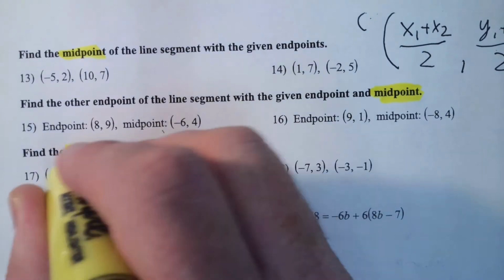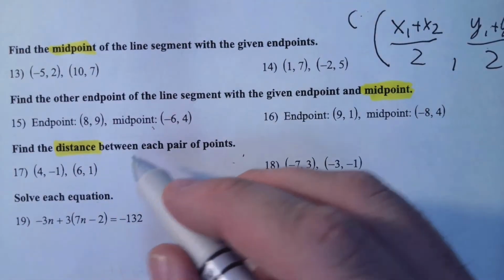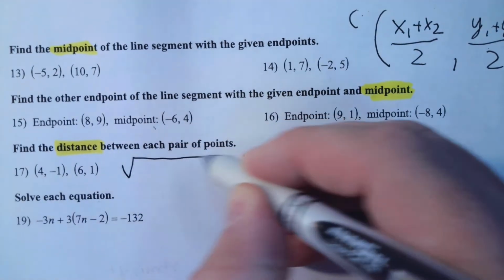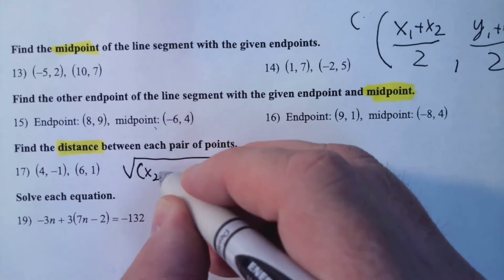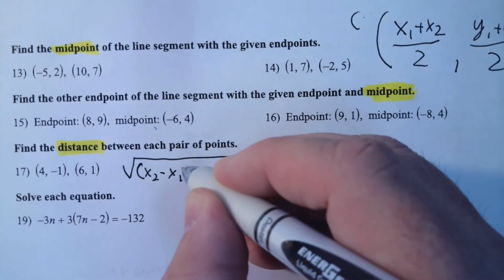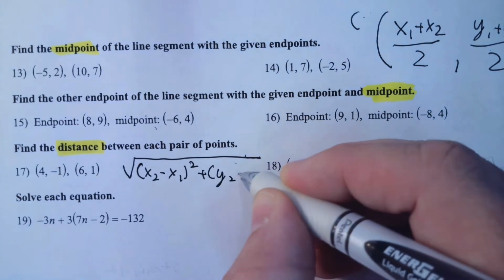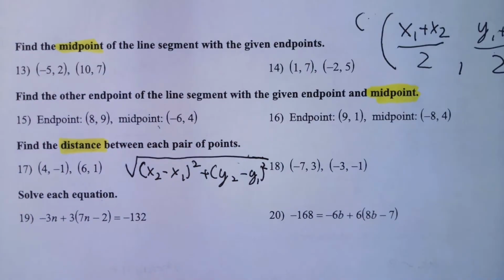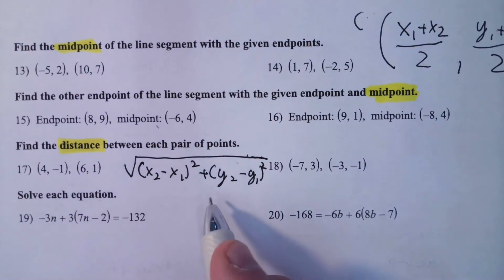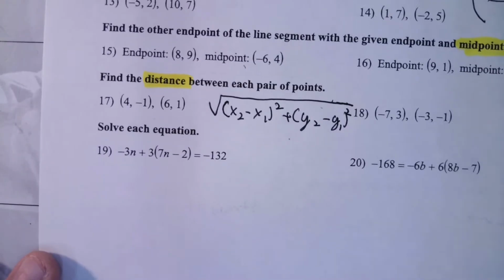Distance. This is the distance formula, so make sure you have that right. Distance formula is just radical x2 minus x1 squared plus y2 minus y1 squared. Okay? Make sure you got that good, all under the radical. Okay. I went over the basics.